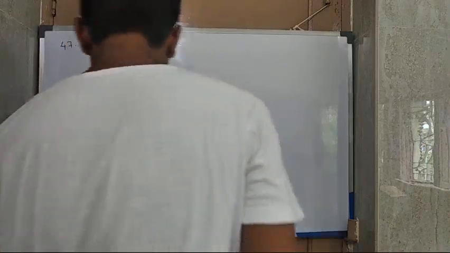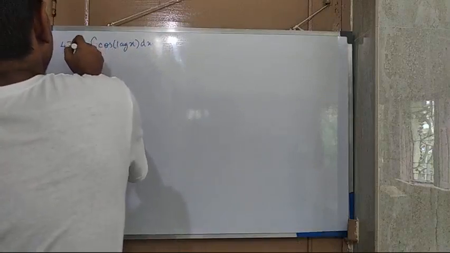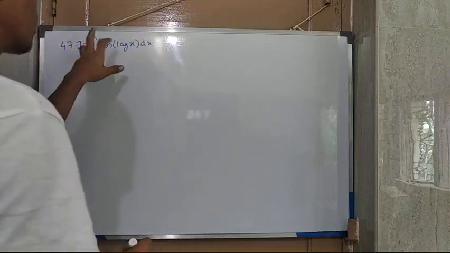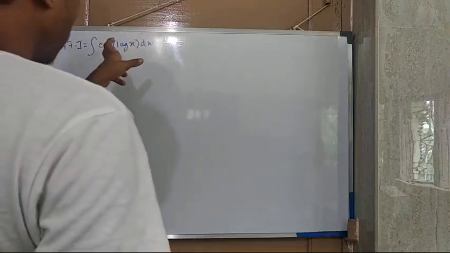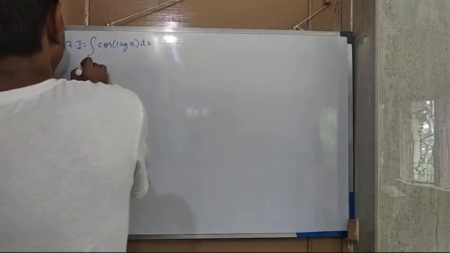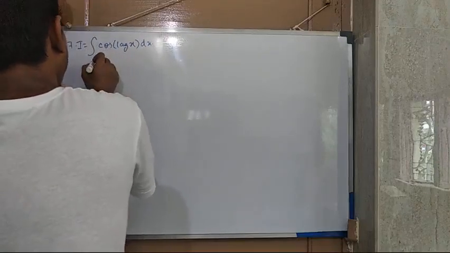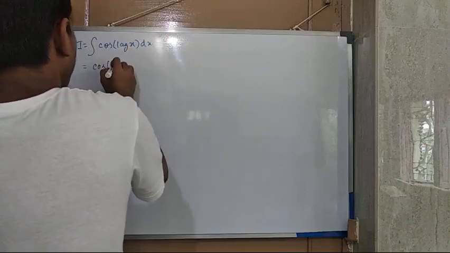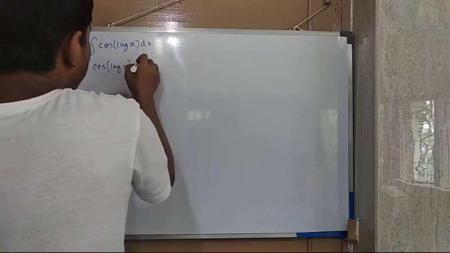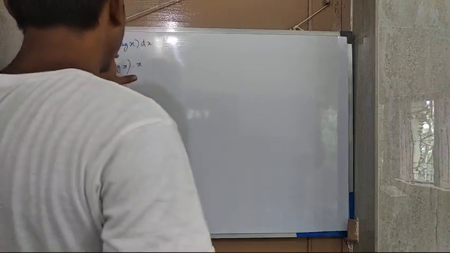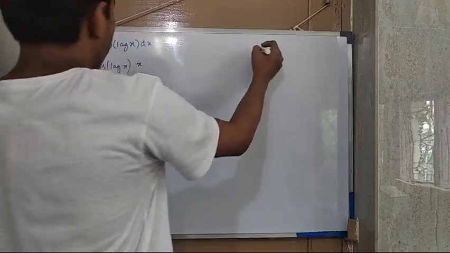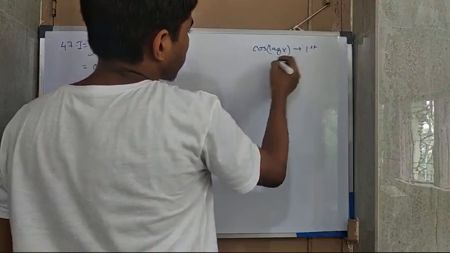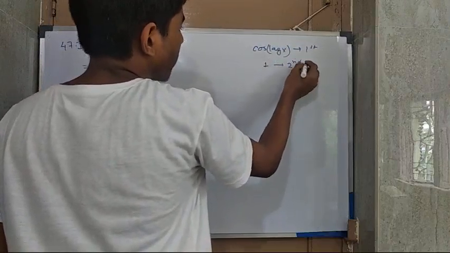So for this question, let's suppose I is equal to integral cos of log x dx. Okay, so let's integrate this by parts. Cos of log x is the first function and 1 is the second function.